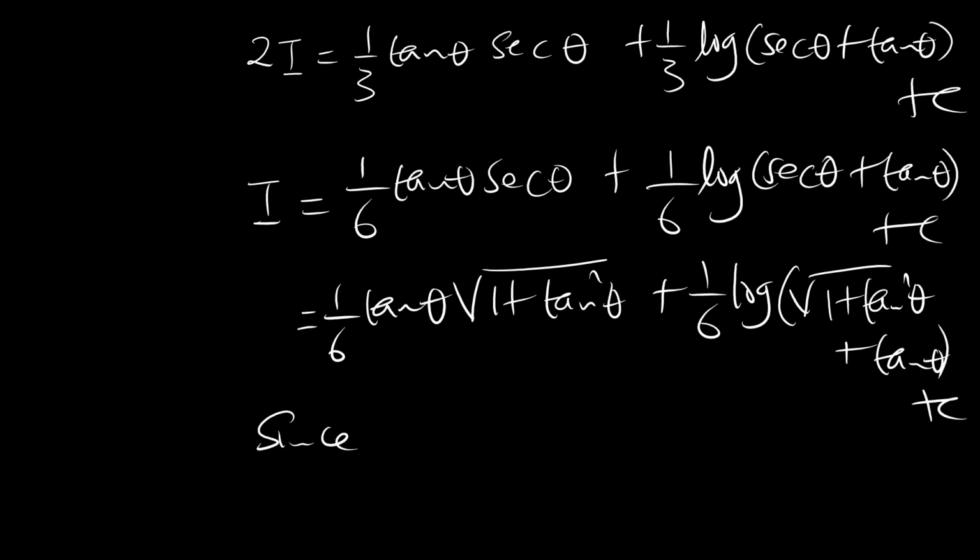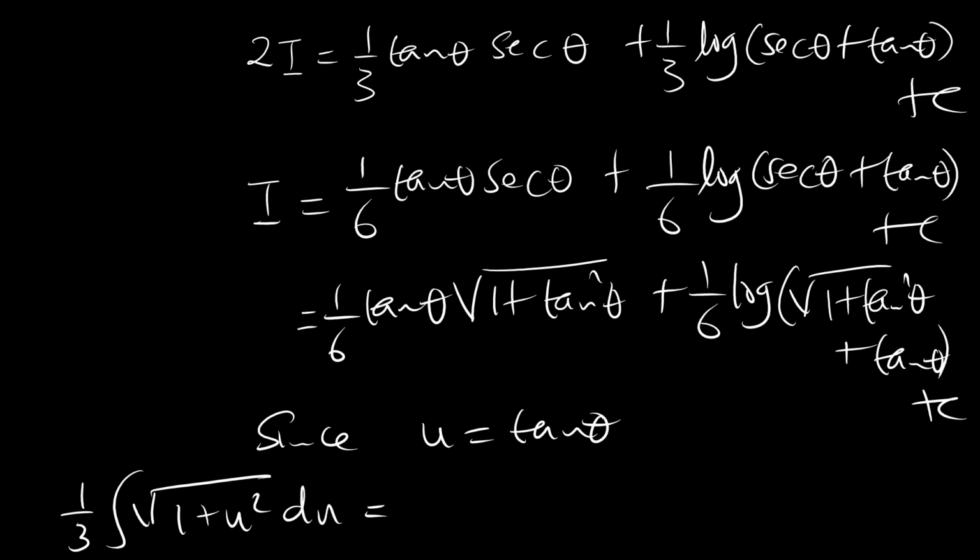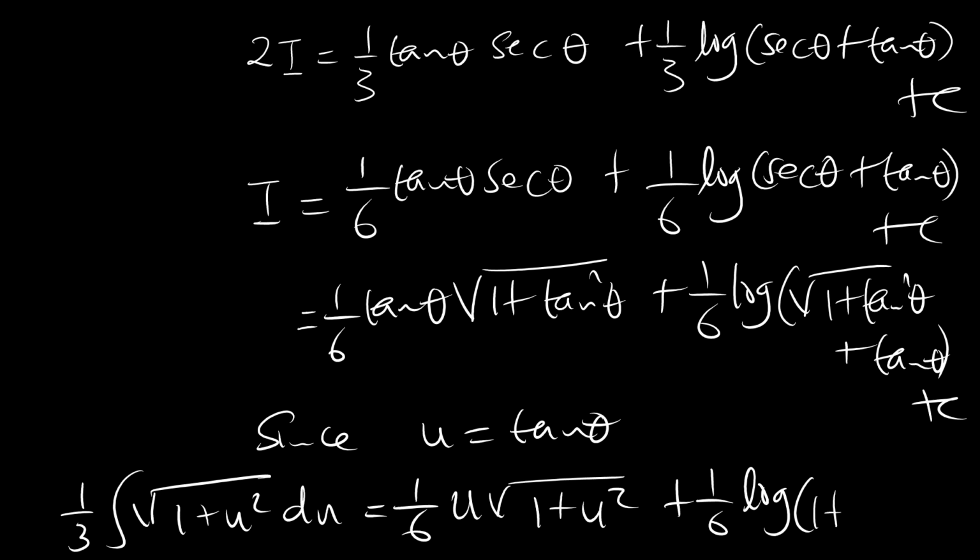Since we said u is equal to tangent theta, our integral in terms of u, which is a third integral of the square root of 1 plus u squared du, is equal to 1 over 6 u times the square root of 1 plus u squared plus 1 over 6 natural logarithm of the square root of 1 plus u squared plus u, plus the integration constant.